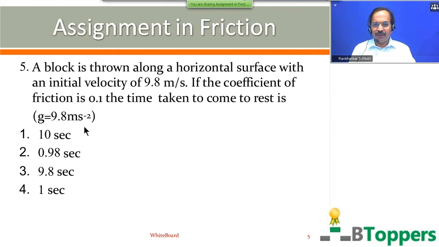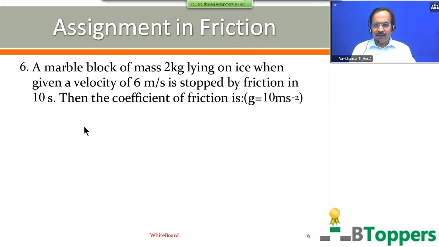I'm going to show you the next question, question number 6. Look at question number 6. A marble block of mass 2 kg lying on an ice surface, when given a velocity of 6 meter per second, is stopped by friction in 10 seconds. And the coefficient of friction is, come on, try this question yourself. This question also comes under the same special case as the previous problem.